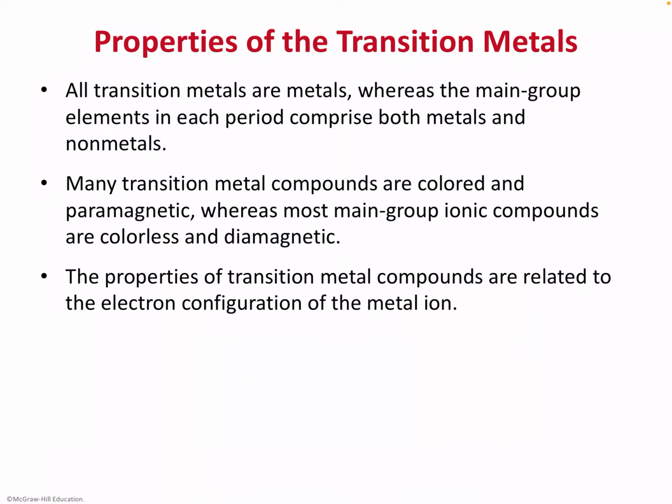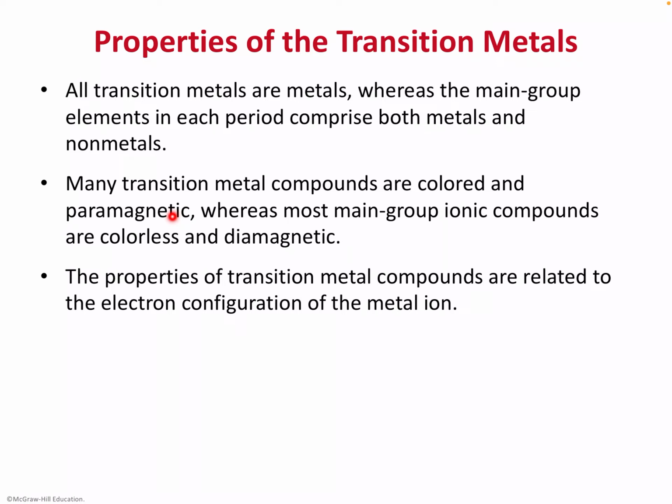So transition metals, remember they are the D block elements. What are their properties? You can see even from the name, we call them transition metals. So they are all metals. Whereas the main group elements, we have metals and non-metals both. Metals are the S block elements, and then the P block mainly are non-metals. Okay, so they have both metals and non-metals. Many transition metal compounds are colored, colorful, and paramagnetic.